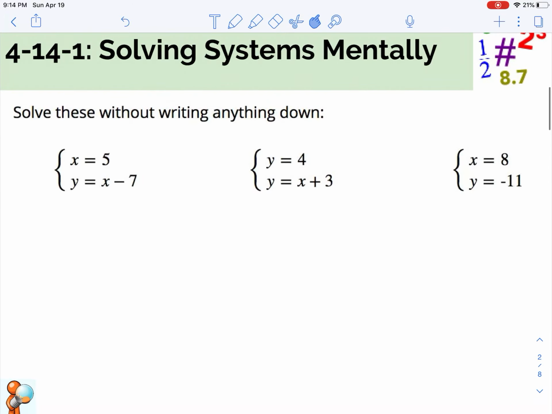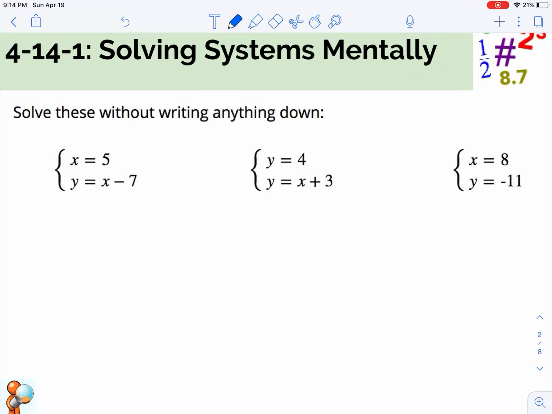Okay, so the first activity wants you to solve without writing anything down. If you want to try to do it in your head before you write it down, that's fine. You can pause it and do that, but I don't really care because we're not doing this in class. It's not a normal thing. But this is just good practice to remember how this works.